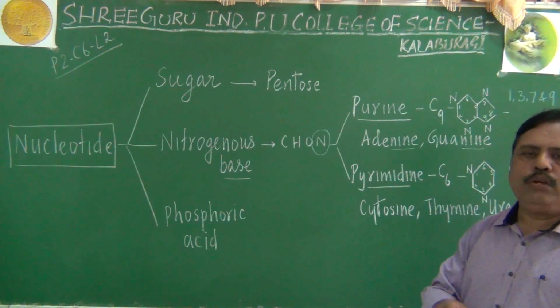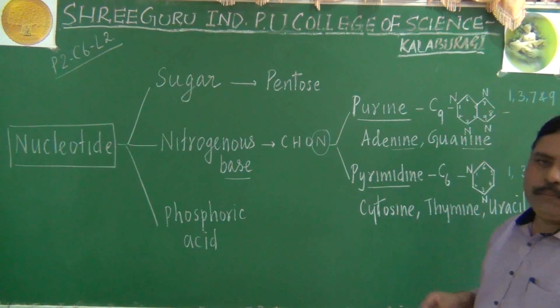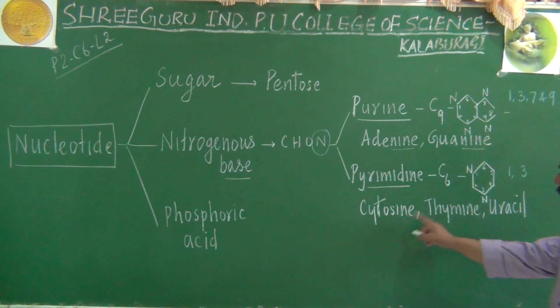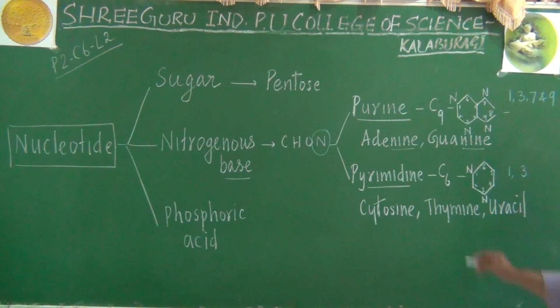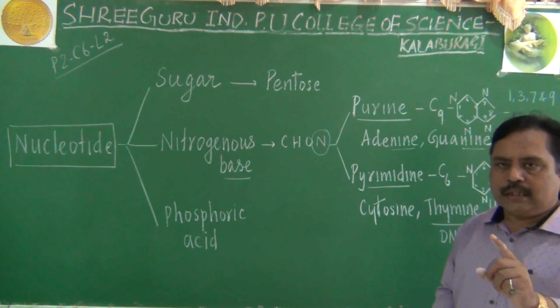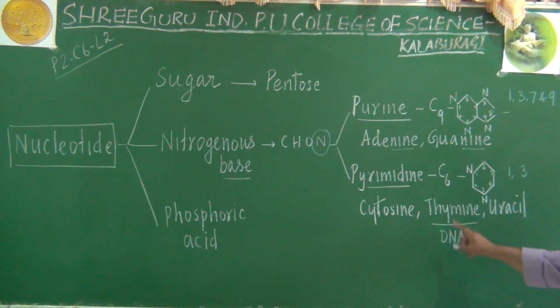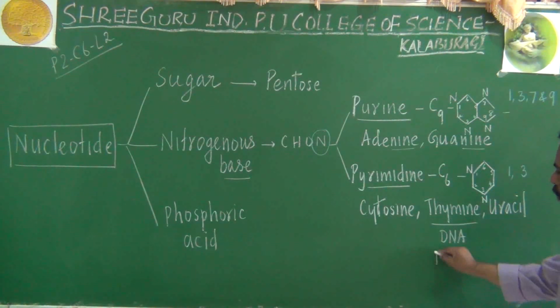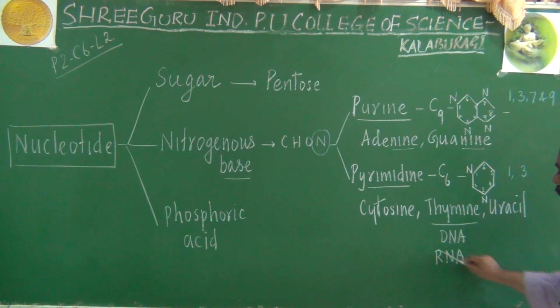I want to tell you one more important point related to pyrimidines. Among the 3 types of pyrimidines, thymine can be found only in DNA. Remember, RNA, ribose nucleic acid, does not contain thymine. Thymine will be found only in DNA, but it is not found in RNA. RNA does not contain thymine, but DNA will contain thymine. What about uracil? Uracil will be present only in RNA.